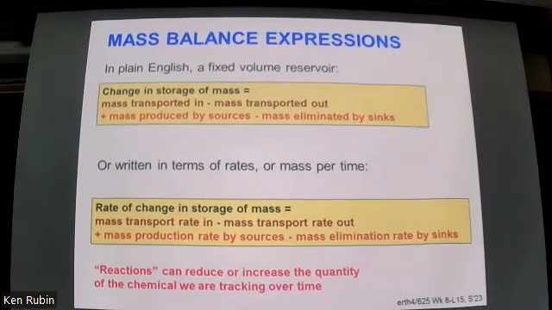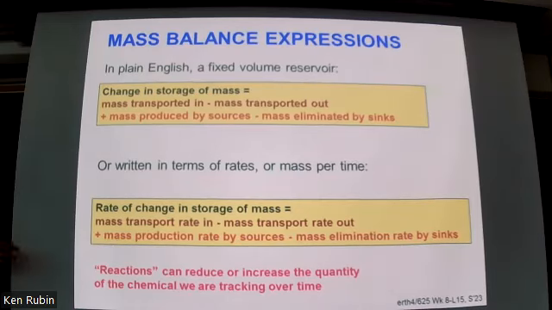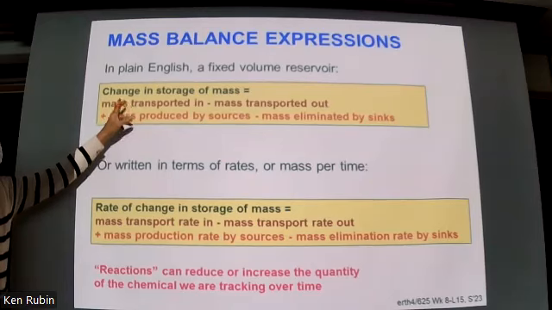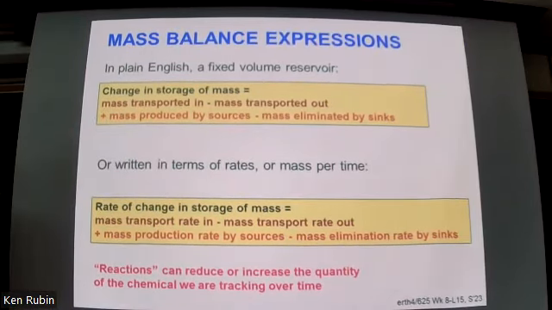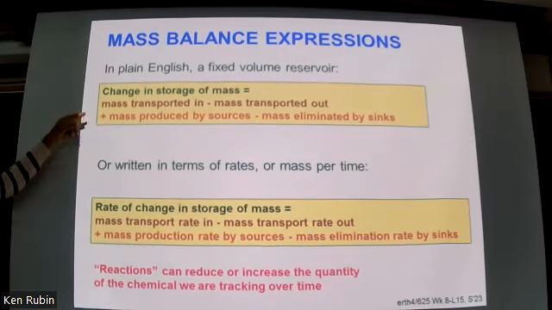So you can say that in another way, like in plain English. You can say the change in storage in a mass in a particular time, it's the amount of mass that's transported in or out, in minus out, obviously, plus the amount that's produced minus the amount that's eliminated. These are the chemical reactions.